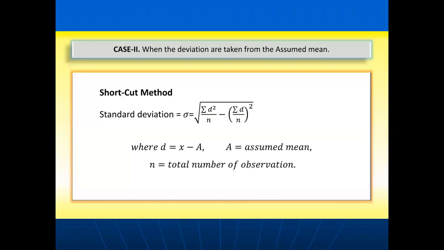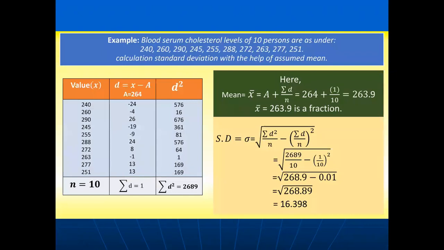So second case, when the deviations are taken from the assumed mean. So in such case, the formula is sigma is equal to square root of sigma d square divided by n minus of sigma d divided by n whole square, where d is equal to x minus a. So a is considered to be the assumed mean, where n is equal to total number of observations. Now let us take this example where we will be calculating standard deviation based upon the assumed mean.